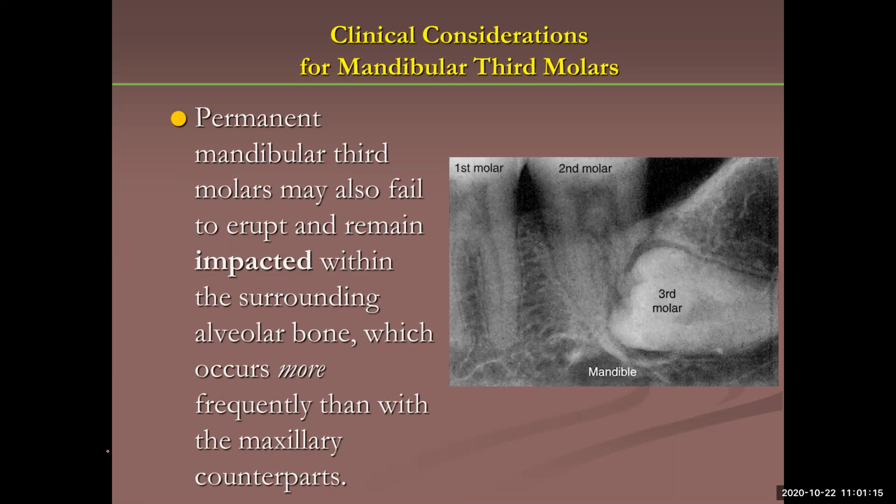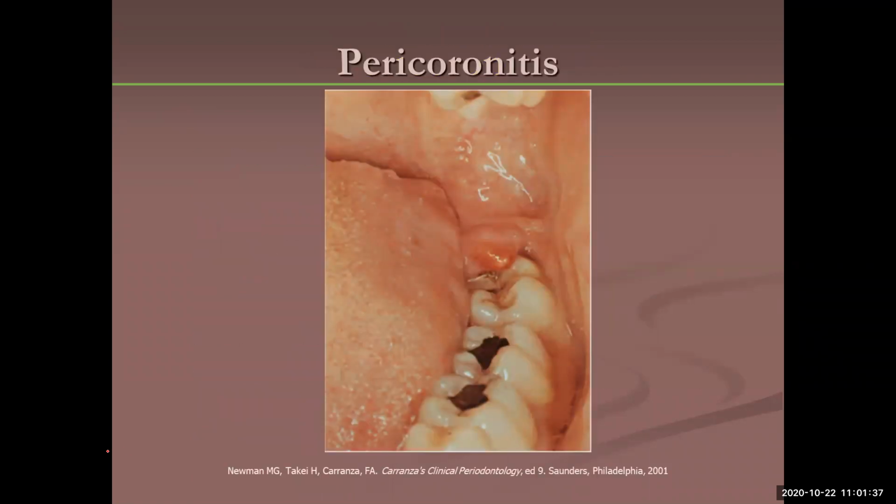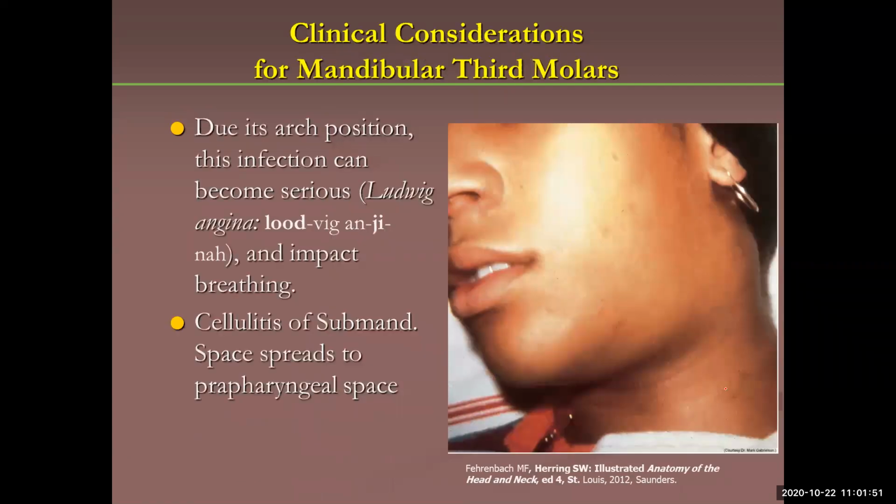Mandibular third molars often fail to erupt and are impacted. The mandibular third molars are more likely to be impacted than the maxillary third molars. Pericoronitis. Sometimes the patient can't bite because the maxillary molars are biting on this tissue and it's very sore. Infections can be serious.